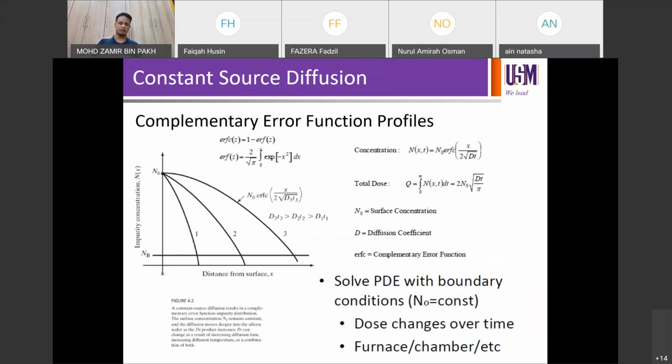The diffusion process, forget about ion implantation first. If you talk about the diffusion process, it can be done in two ways. The first one is called constant source diffusion. This means when you run your diffusion process, for example, at 950 degrees C for 1 hour in a nitrogen atmosphere, what constant source means is that throughout the whole 1 hour, you're going to have your phosphorus coming in during the process.